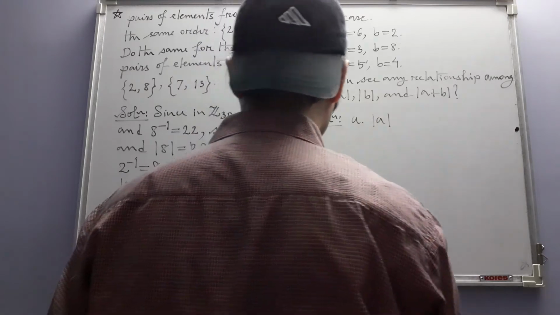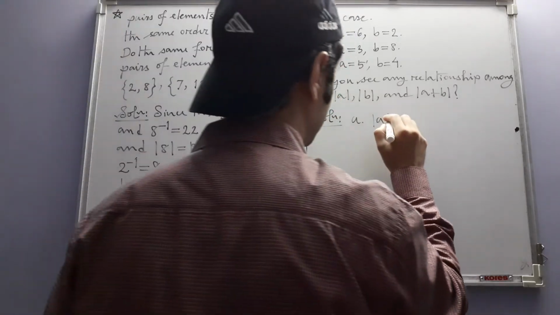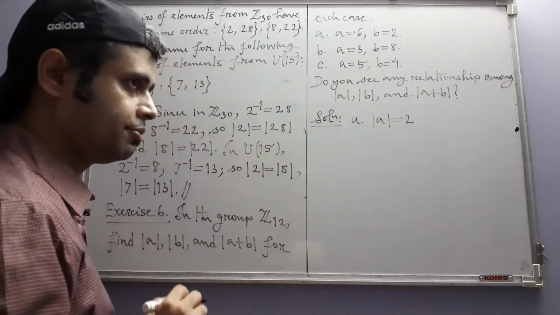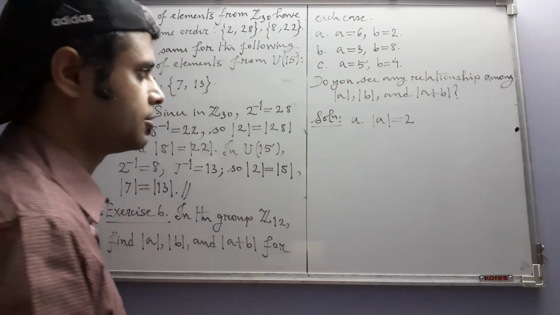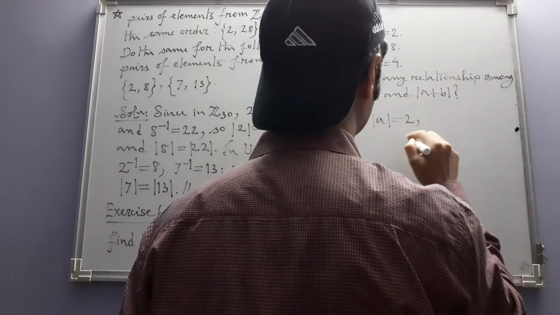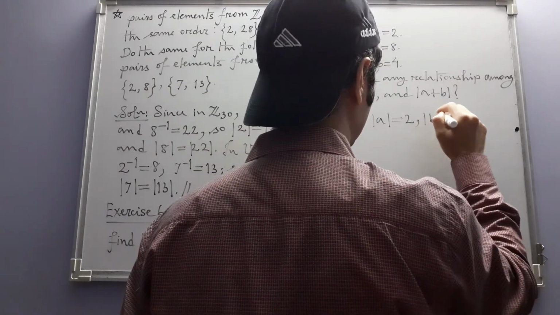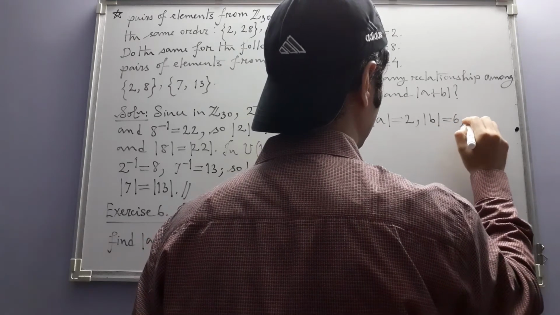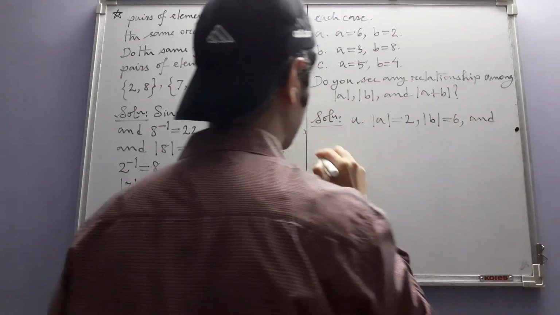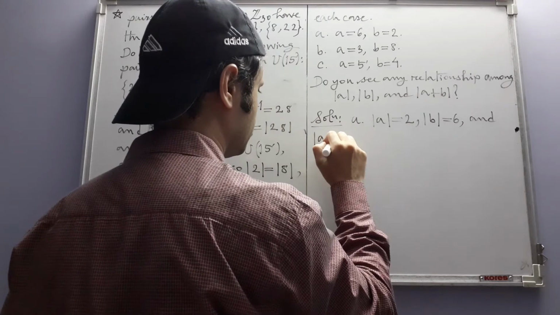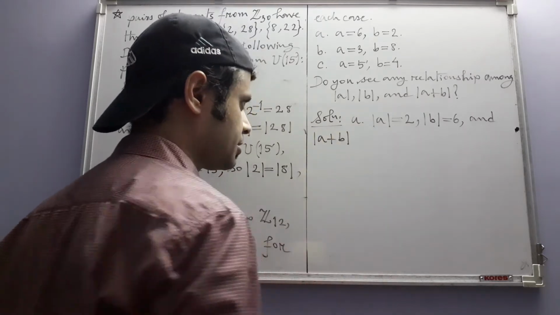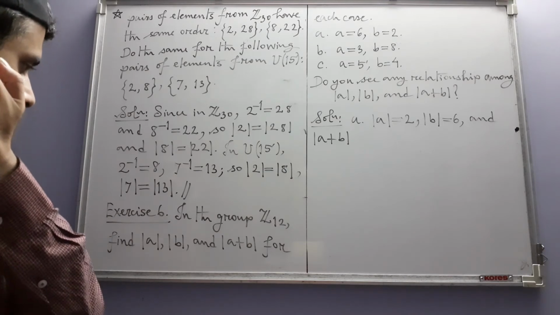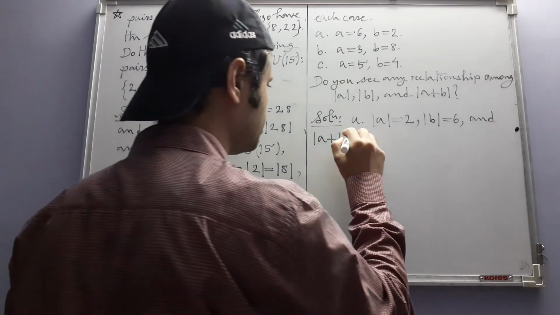We have already seen that in this group, the order of 6 is 2, keeping in mind that this is an additive group. The operation is addition. The order of 2 is 6, and the order of 6 plus 2, which is 8, is 3.